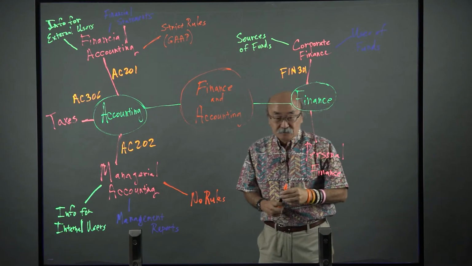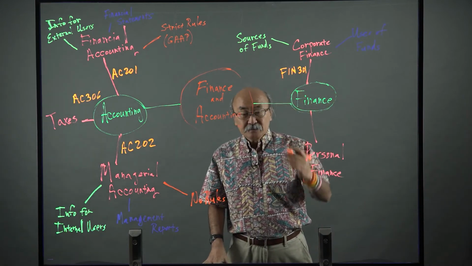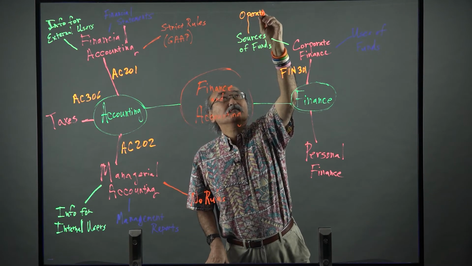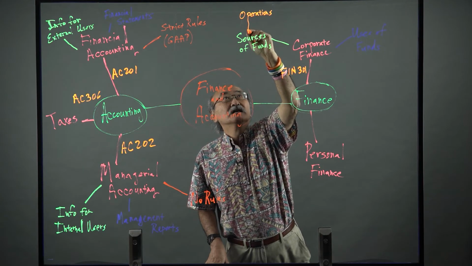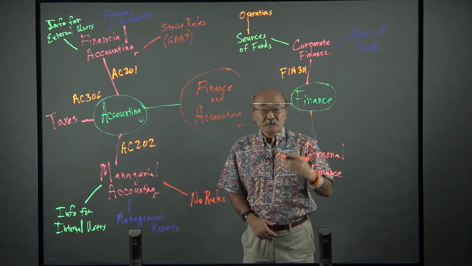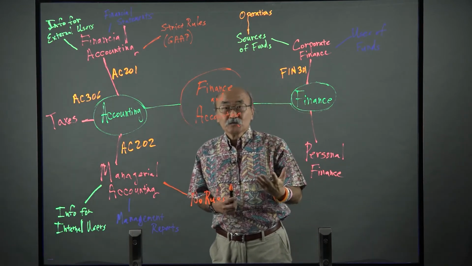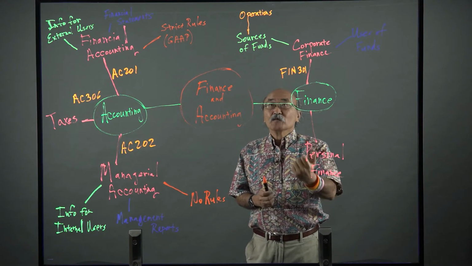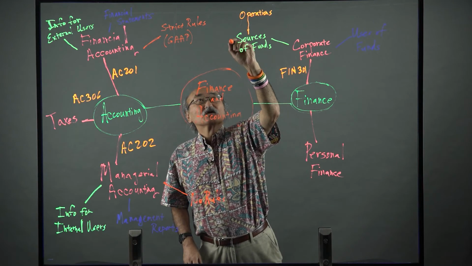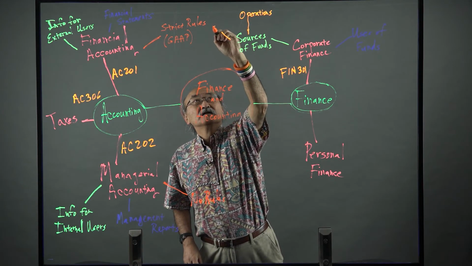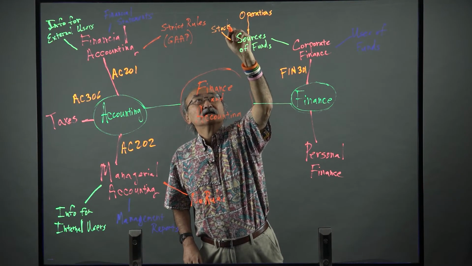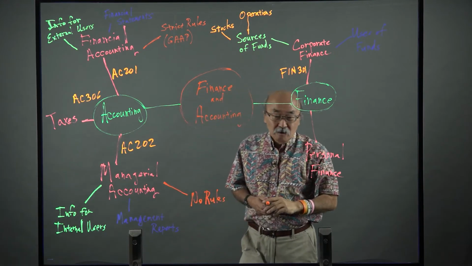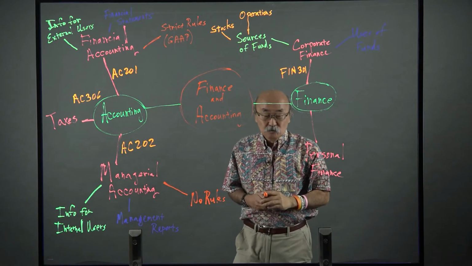Okay, under sources of funds, that includes things like operations, the day-to-day business of the company. Okay, that's one way a company gets money. That's probably the best way for a company to get money is through getting profits from doing what they're doing. Another source of funds might be stocks. Okay, selling stocks to potential stockholders.